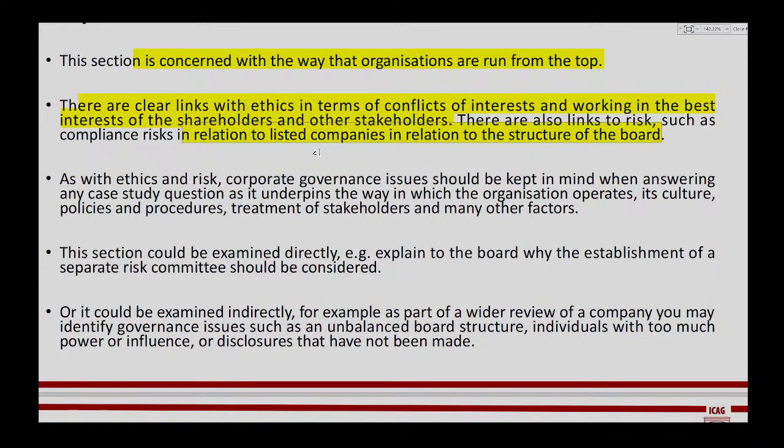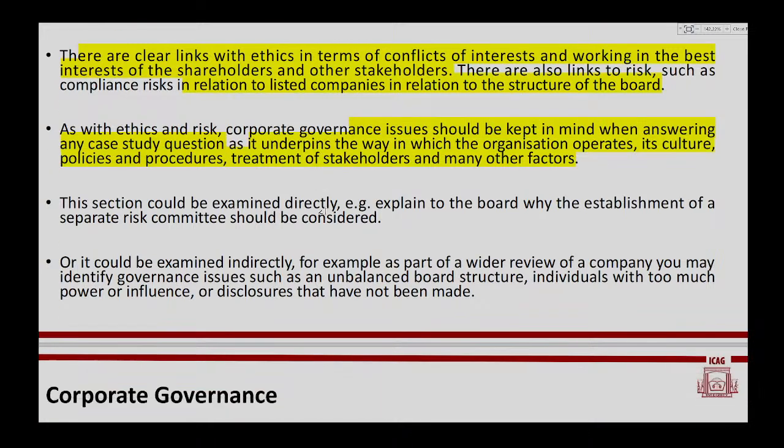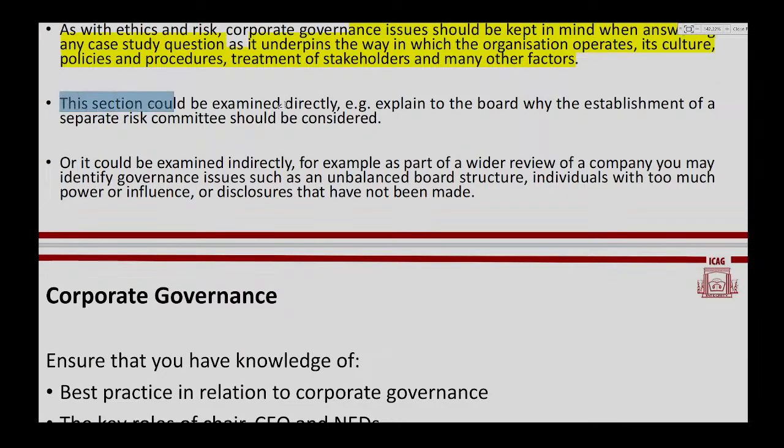There's always going to be governance weaknesses, and ICA mostly likes family centric businesses where a family man is running the company, or a family has come together, they are running the company. They want to be stable. I get it. They don't want to bring anybody on board, that strict culture. Family businesses have that kind of rigid culture. They don't want to change. So as with ethics and risk, corporate governance issues should be kept in mind when answering any case study question, as it underpins the way in which the organization operates, its culture, policies and procedures, treatment of stakeholders and many other factors. So the section could be examined directly.